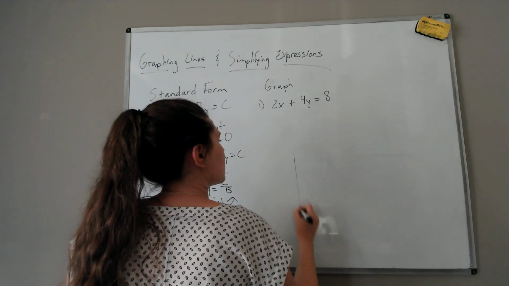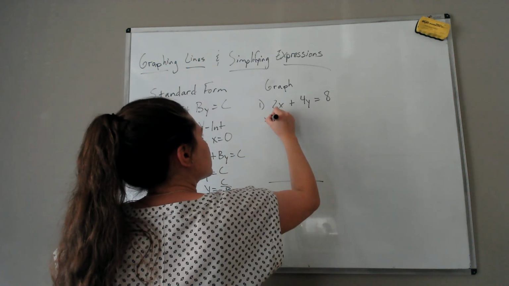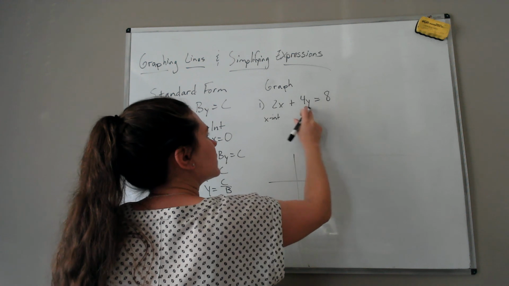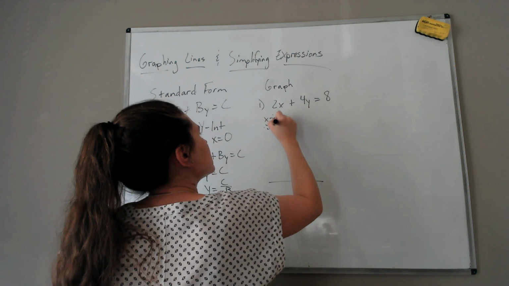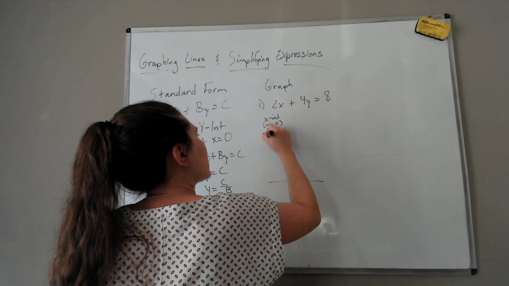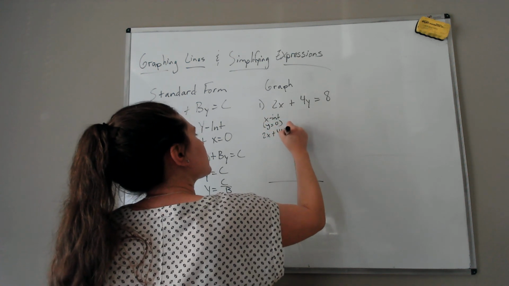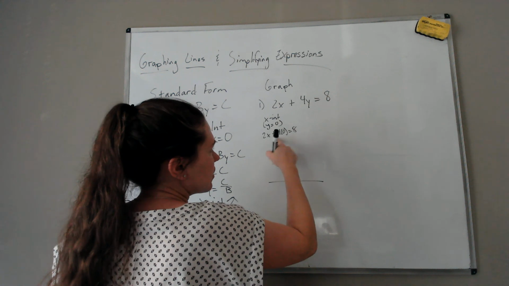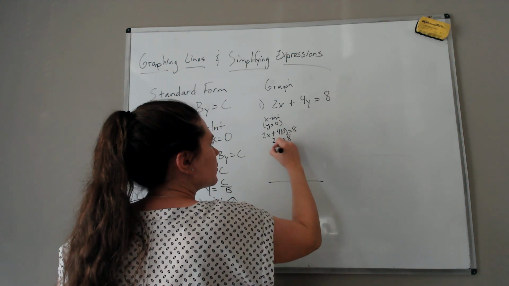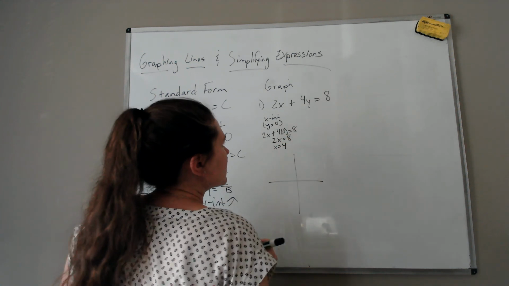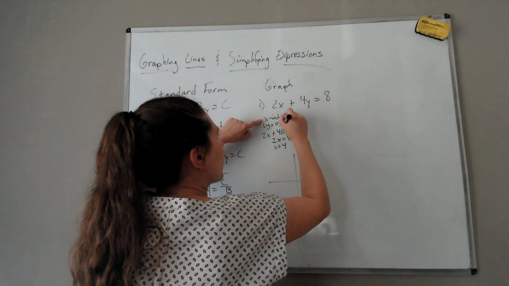So to get our x-intercept, notice it's got the x and the y on one side and the constant on the other. To get the x-intercept, you let y be 0. So that's going to be 2x plus 4 times 0 equals 8. 4 times 0 is 0, so that's gone. That's going to be 2x equals 8. Divide by 2, and x equals 4. So the x-intercept is 4.